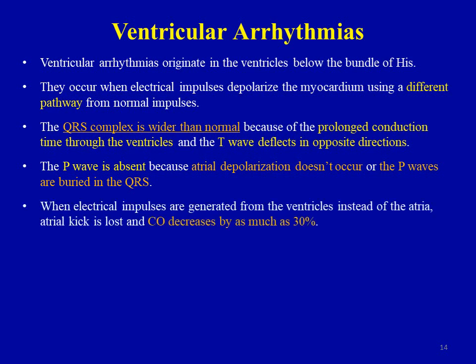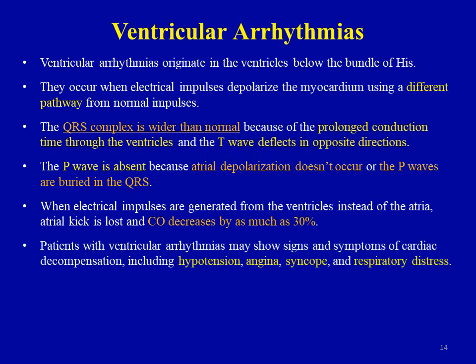When electrical impulses are generated from the ventricles instead of the atria, we lose the atrial kick that is responsible for the last 30% of the ventricular filling during ventricular diastole. So we are going to lose about 30% of the cardiac output.